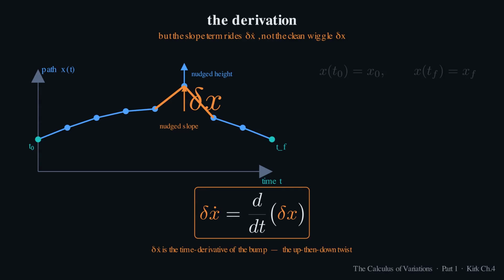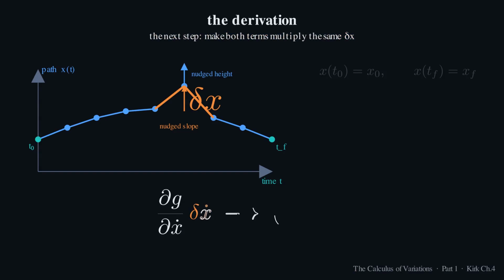But here's the snag. That second term doesn't ride the bead wiggle, delta x. It rides the slope wiggle, delta x dot. And delta x dot is just the time derivative of the bump, the up then down twist the lift created. Our two terms are multiplying two different things. Before we can conclude anything, we need them both to multiply the same delta x. That is the job of the next step.